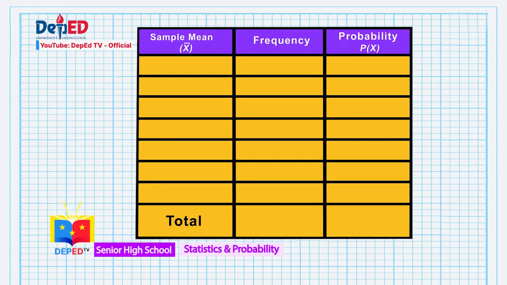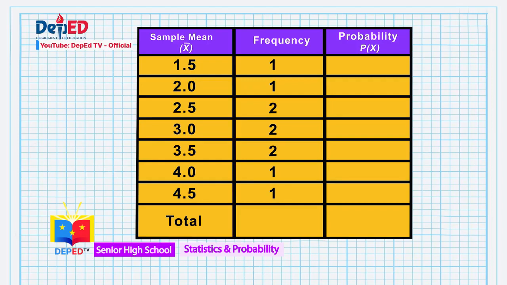The fifth step is to construct a sampling distribution of the sample means. Based on the outcome of the previous step, the means are 1.5, 2.0, 2.5, 3.0, 3.5, 4.0, and 4.5. Now for the number of occurrences. There is one sample each with a mean of 1.5, 2, 4, and 4.5. There are two samples each with a mean of 2.5, 3, and 3.5.